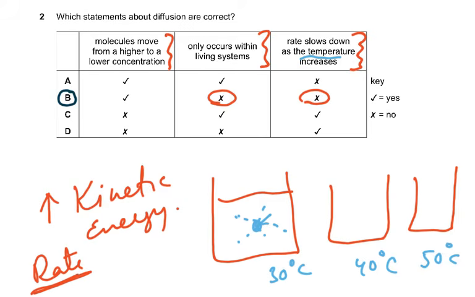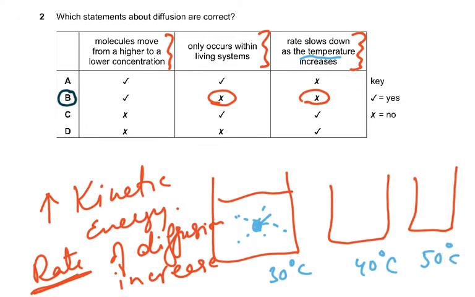I said rate of diffusion. Rate is always something to do with time. So per unit time, the rate of diffusion will increase. Why? Because an increase in temperature increases kinetic energy, so the molecules will vibrate more, and so the rate of diffusion is higher. So that was a wrong statement. This is how you were able to do question 2.